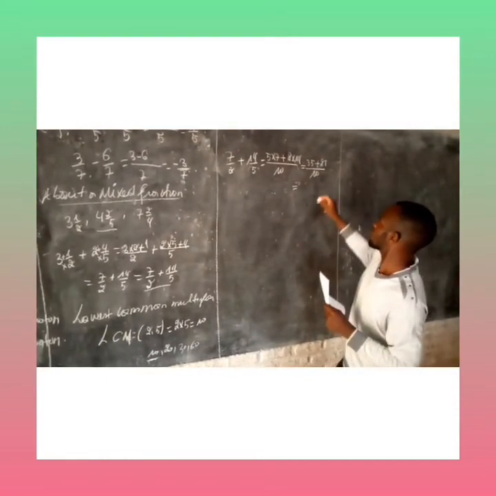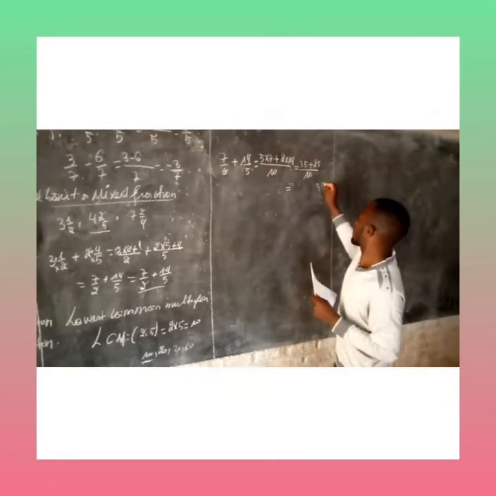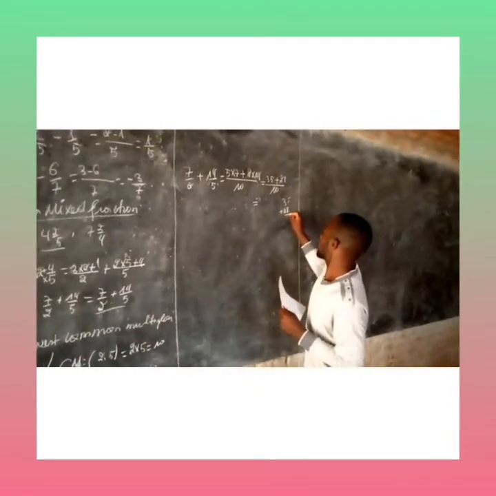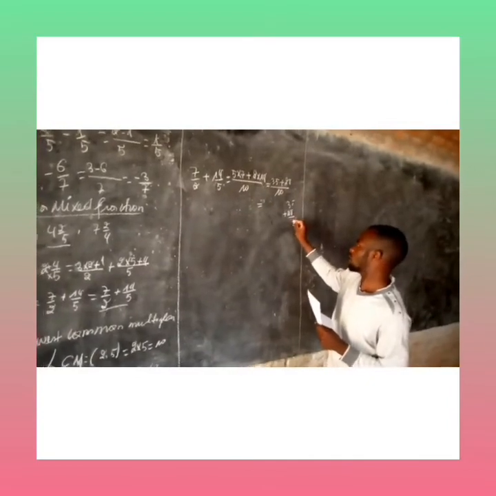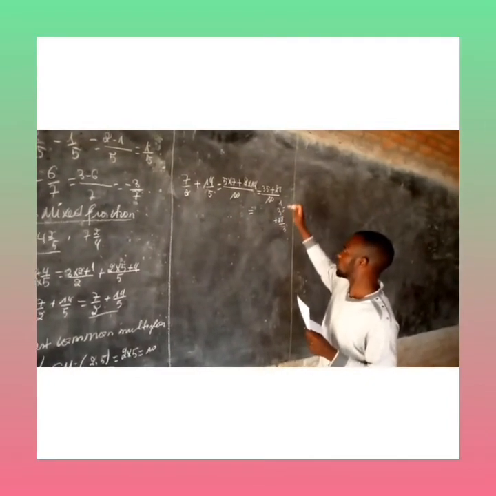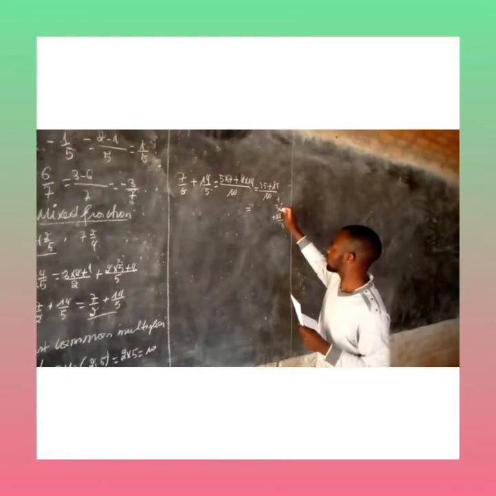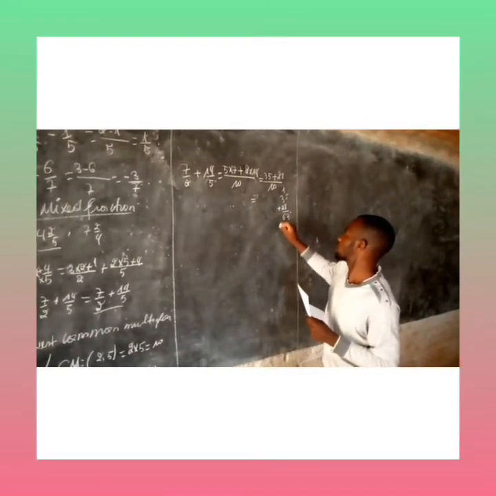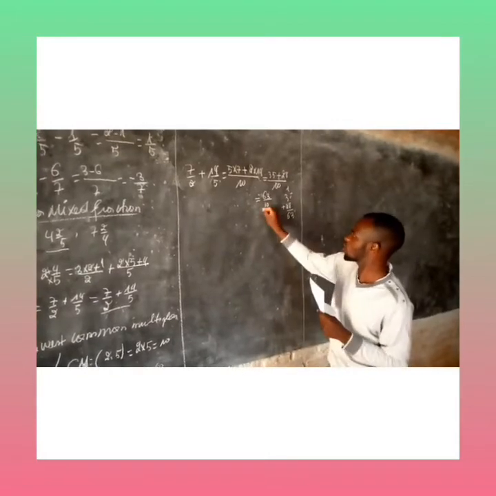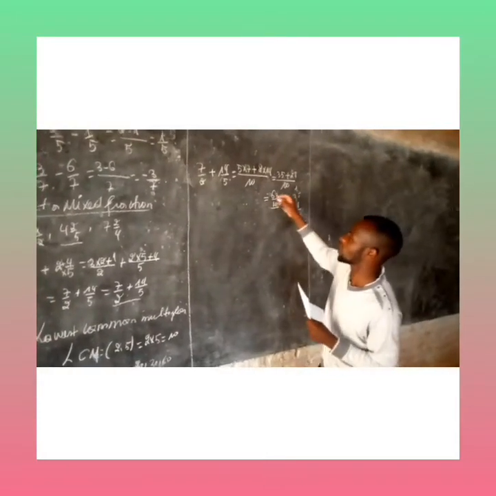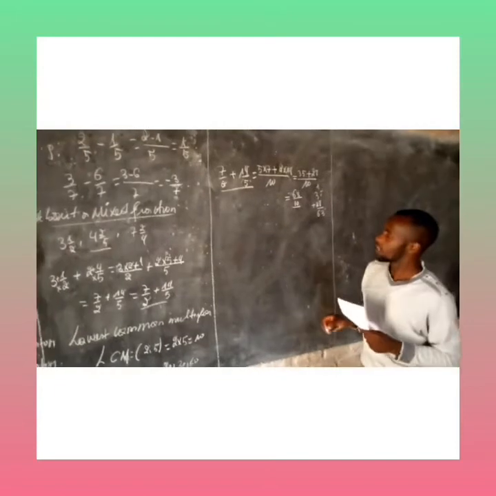Now we add 35 plus 28. 5 plus 8 is 13, I write 3 and carry 1. 1 plus 3 is 4, 4 plus 2 is 6. This means that we get 63 over 10, which is the addition of those two fractions.